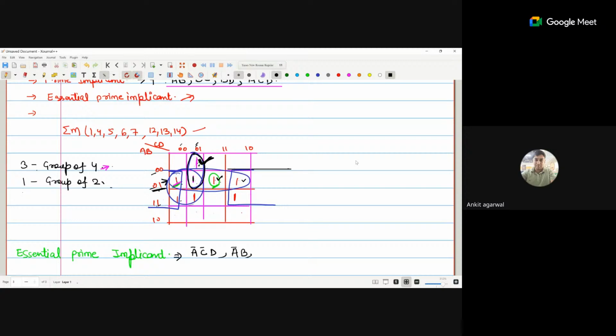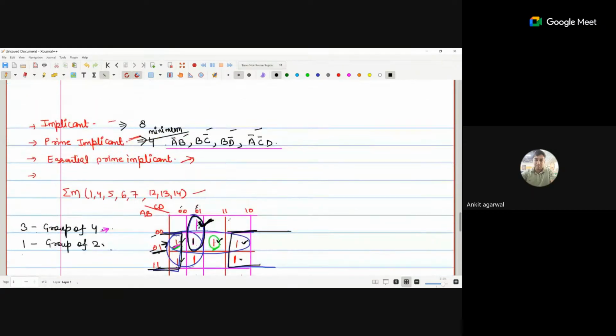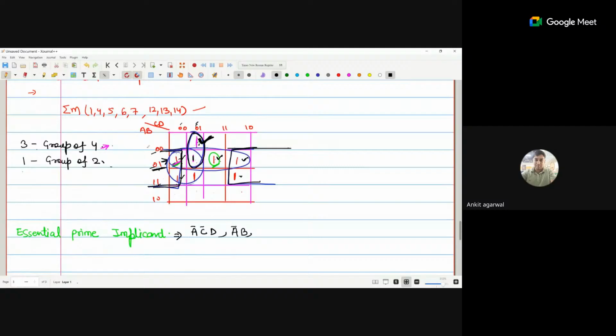Now we go to check some other groups. If we take this group of four, this one will be covered in two groups, this one in two groups, this one in two groups, but this one will be covered in only one group. So this group of four is also an essential prime implicant. The term is B and D bar. So B D bar is again an essential prime implicant.